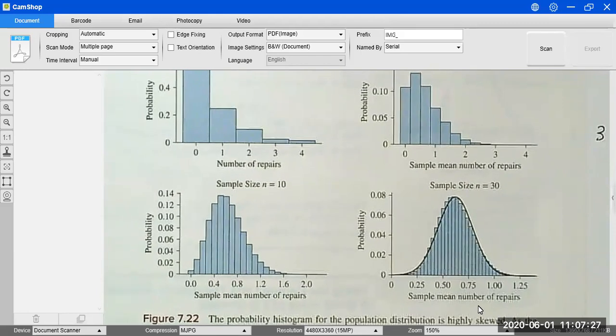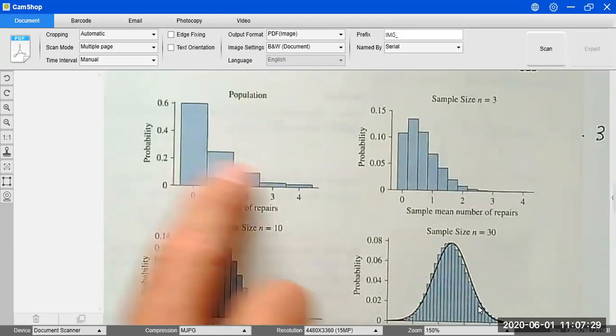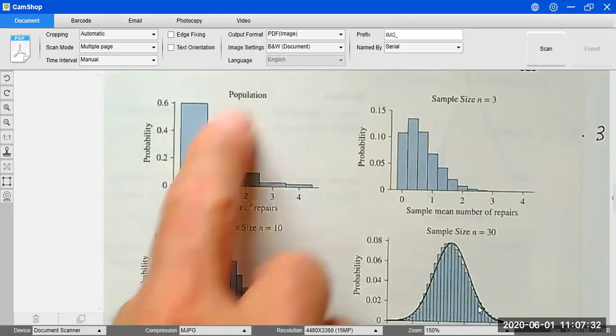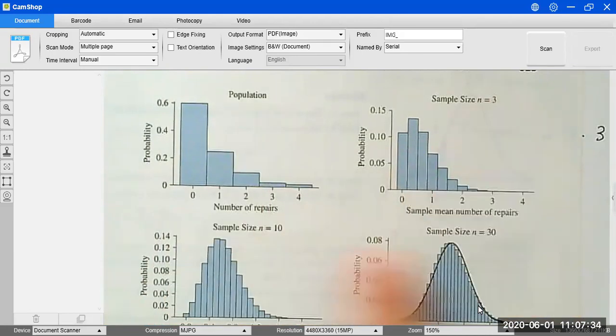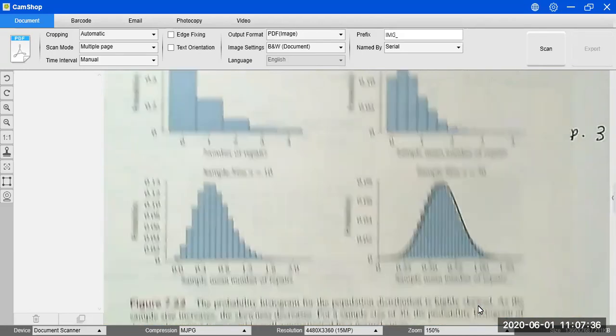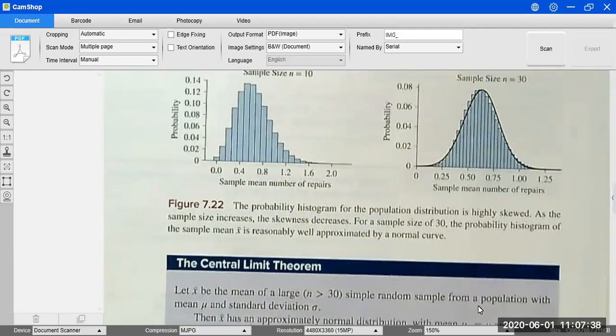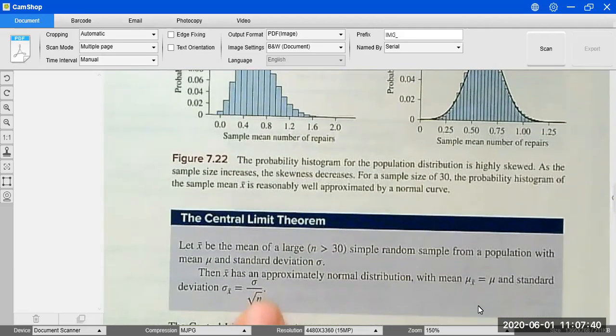The other point is that if the original population is already normal, then the size of the sample doesn't matter, but you still need to use the sample size to compute the standard deviation of the new sampling distribution.